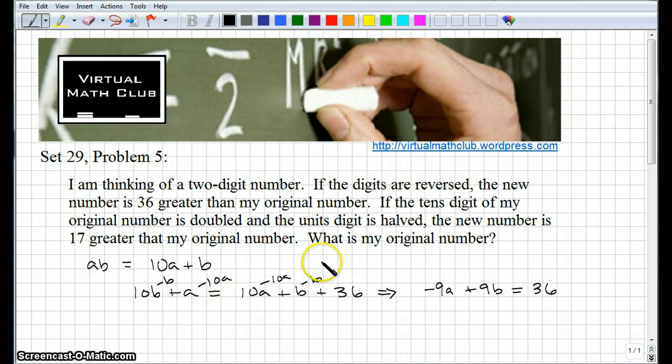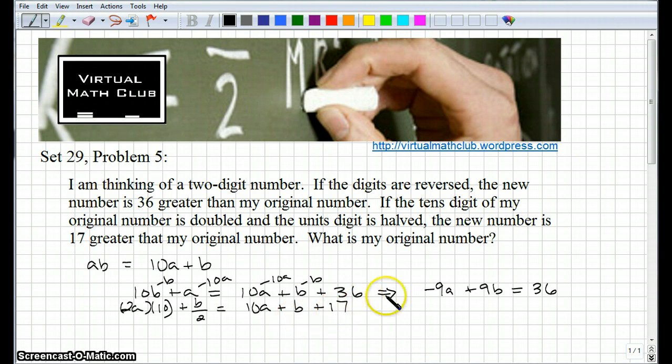Now let's look at the second statement. If the tens digit is doubled and the units digit is halved, we get a new number that's 17 greater than the original number. So we can write the doubled tens digit as 2A times 10, plus half of the units digit, so B over 2, and that is equal to 10A plus B plus 17.